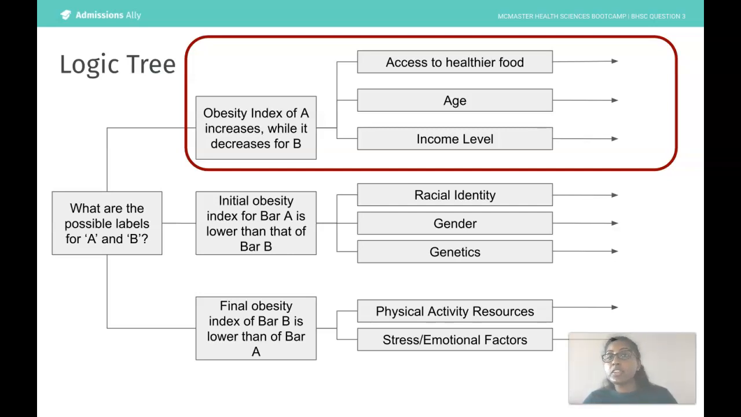A secondary validation technique that I would use is then, once I figured out the labels for A and B based on that initial observation, I'd try to map it against observation 2 and 3, which is talking about the initial and the final obesity, and see if the labels make sense.